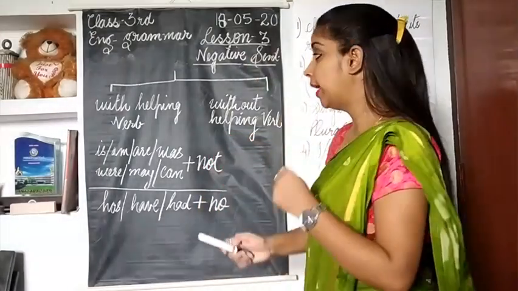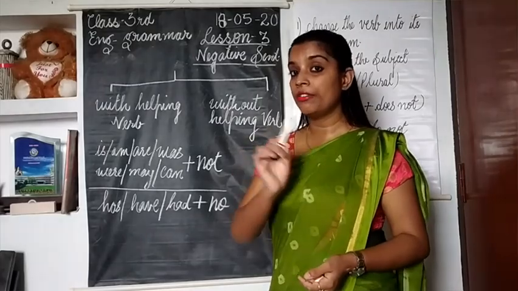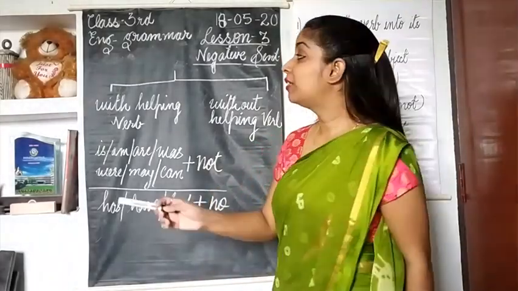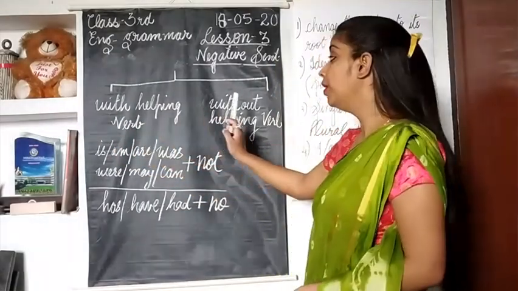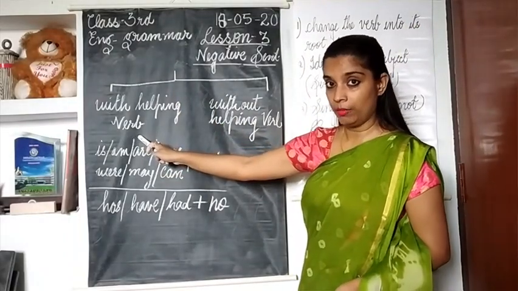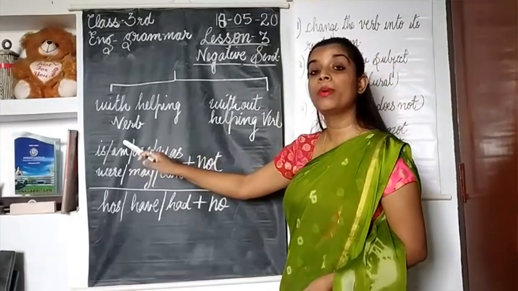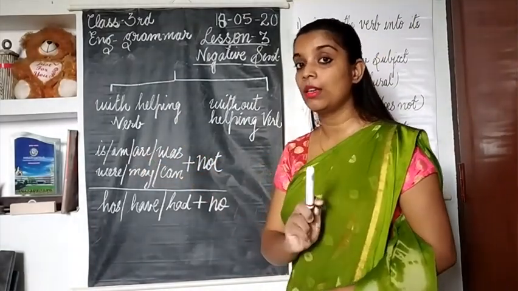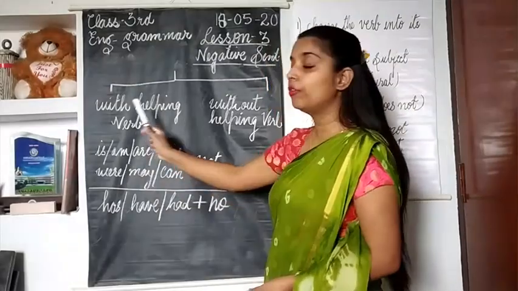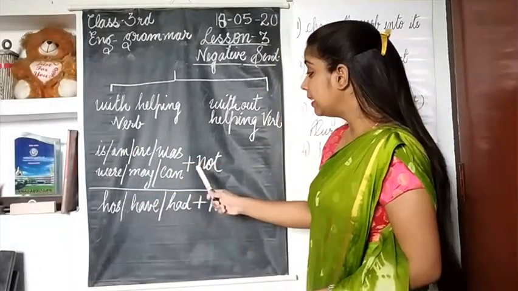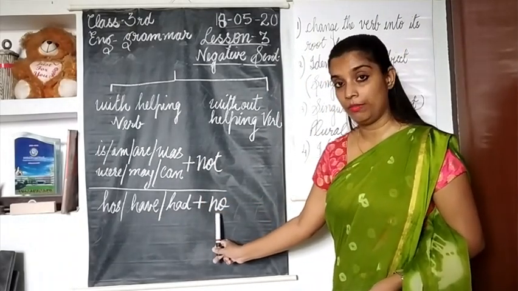In my previous session, children, I told you all that whenever you are asked to change an affirmative sentence into a negative sentence, you will first identify whether the sentence has a helping verb in it or not. By helping verb here I mean the presence of these auxiliary verbs in a sentence. If these auxiliary verbs are present in a sentence, it can easily be changed into negative simply by adding not after them or by adding no after them.